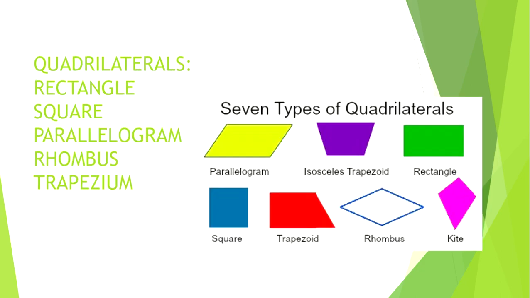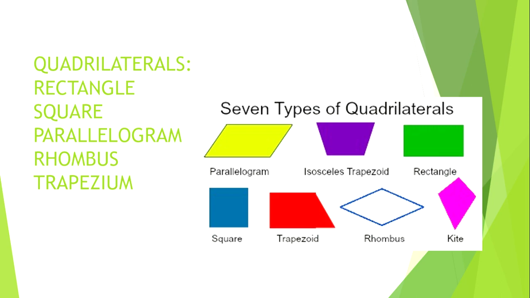Now let us learn about the next polygon, that is quadrilateral. A quadrilateral is a figure formed by four line segments. Here are some quadrilaterals: rectangle, square, parallelogram, rhombus and trapezium.